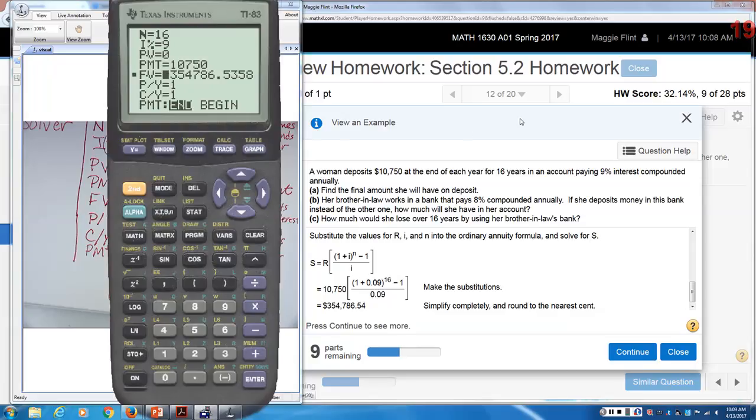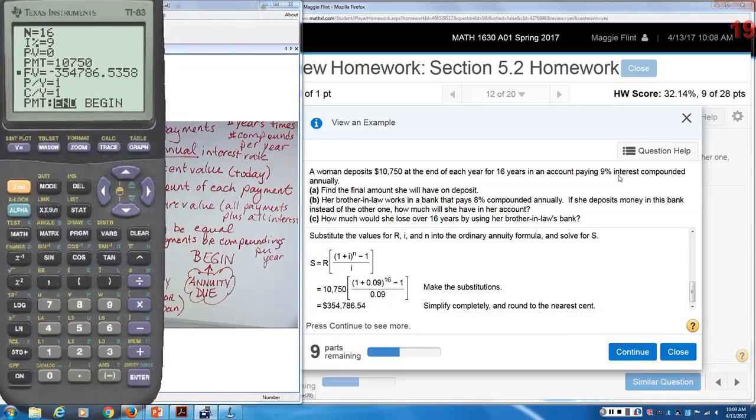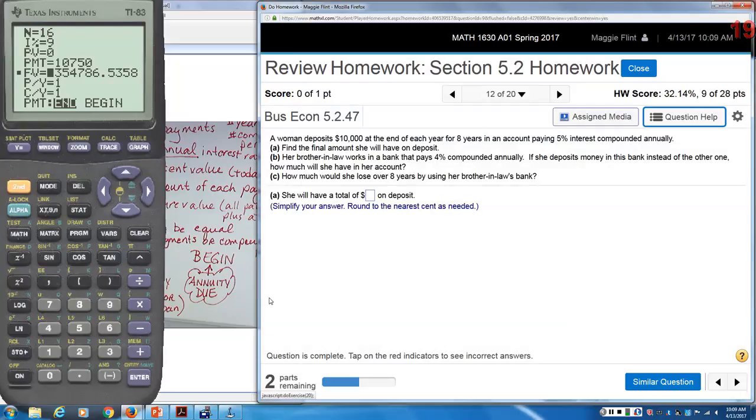Okay? So now, just for practice, we're going to close the example because we know how to do that part now, and we're going to do the problem that's here. So in this problem, she's going to deposit $10,000.